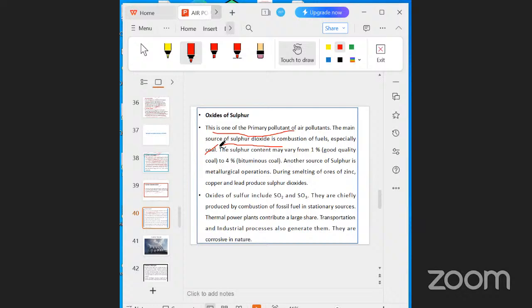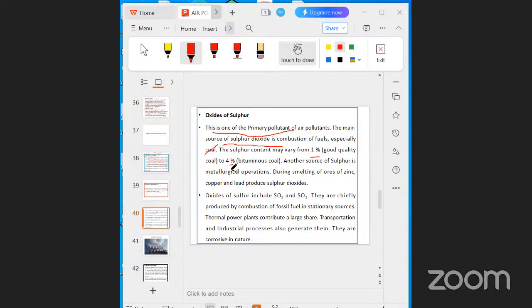Okay. So the sulfur content may vary from 1% to 4%. That is good quality coal at 1%, and 4% means bituminous coal, right? So another source of sulfur is metallurgical operations, right? During smelting of ores of zinc, copper and lead, sulfur dioxide is produced, right? So it is also produced during melting of sulfide ores, right?